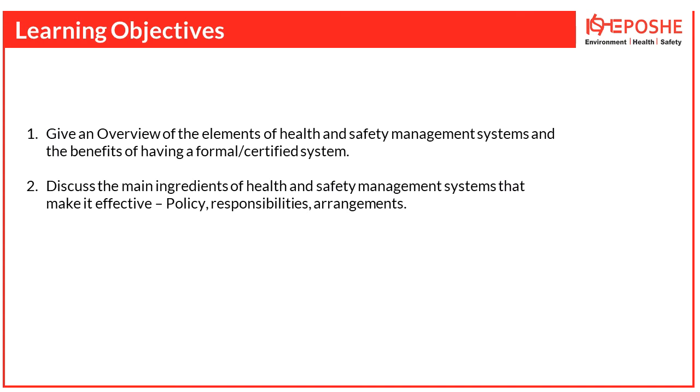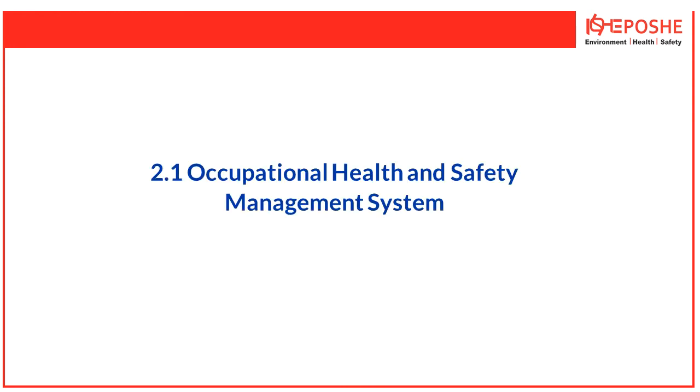Learning objectives. 2.1. Give an overview of the elements of health and safety management systems, and the benefits of having a formal, certified system. 2.2. Discuss the main ingredients of health and safety management systems that make them effective. Policy, responsibilities, arrangements. 2.1. Occupational Health and Safety Management System.